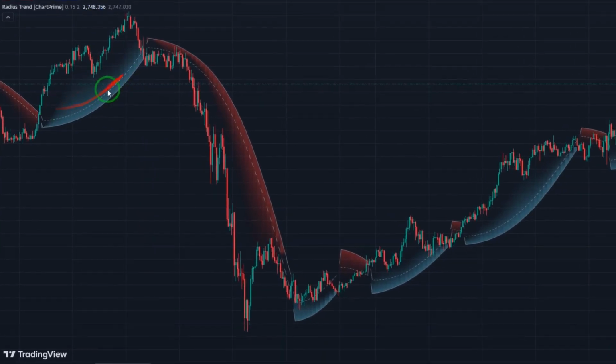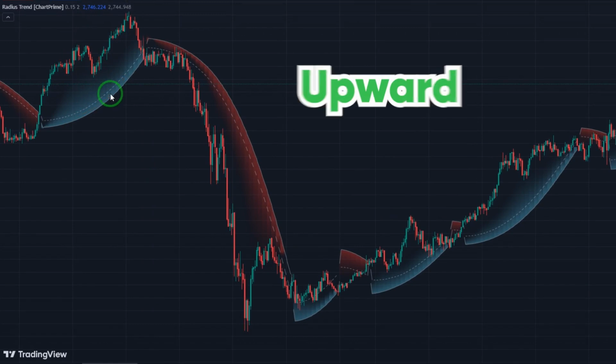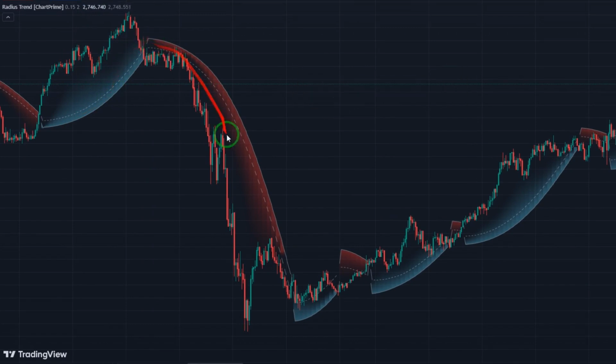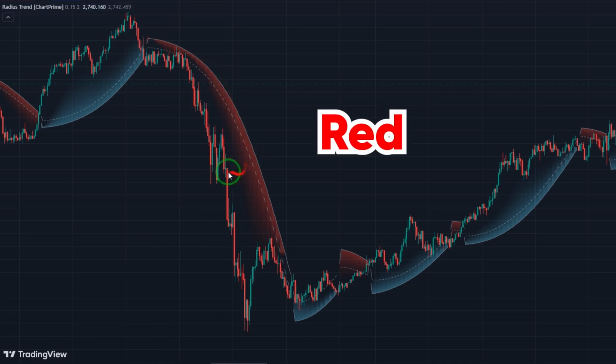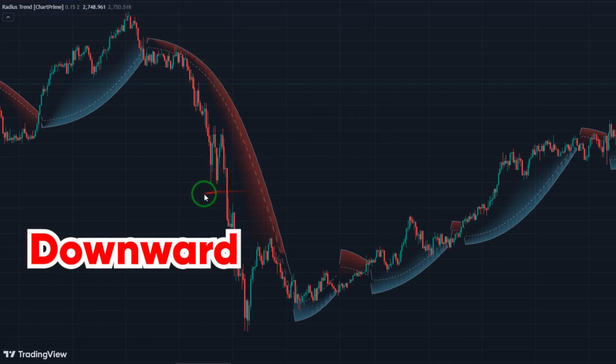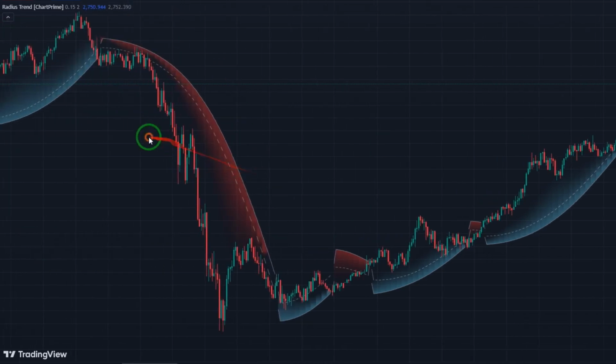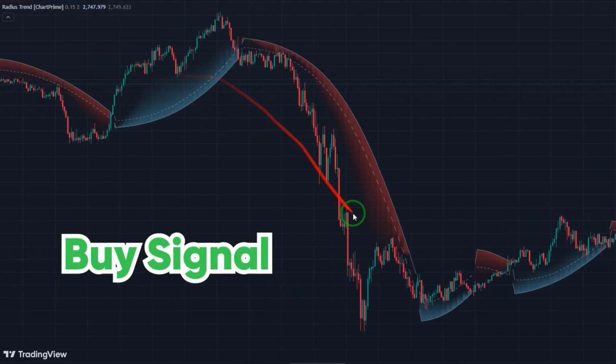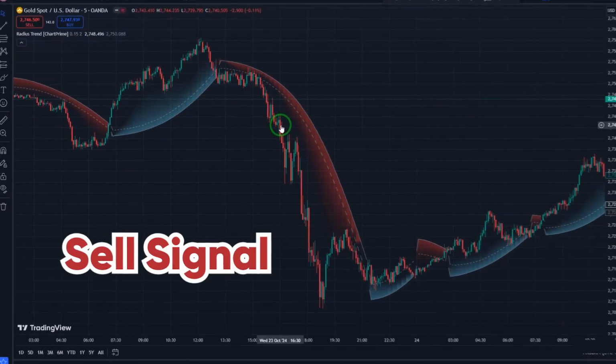When the color of this indicator is blue and the candles are above it, we consider the trend to be upward. In cases where the candles are below this line and the color of this indicator turns red, we consider the trend to be downward. You know that in uptrends, you should look for buy signals, and in downtrends, you should look for sell signals.